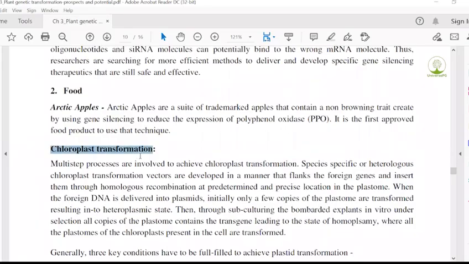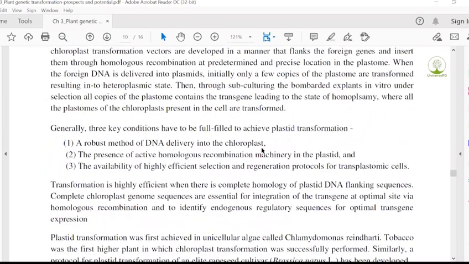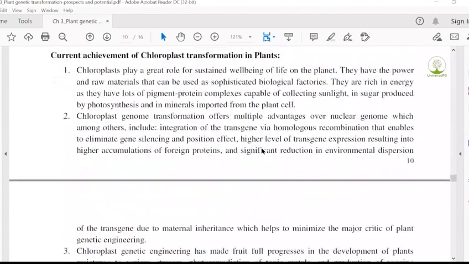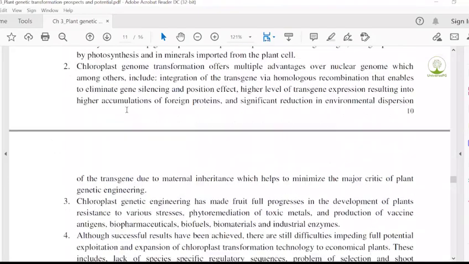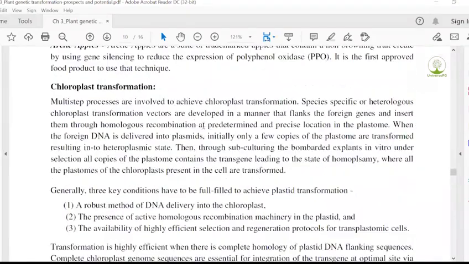Next topic, chloroplast transformation. What is chloroplast transformation? Current achievement of chloroplast transformation. Chloroplast transformation: multi-step processes are involved to achieve chloroplast transformation.